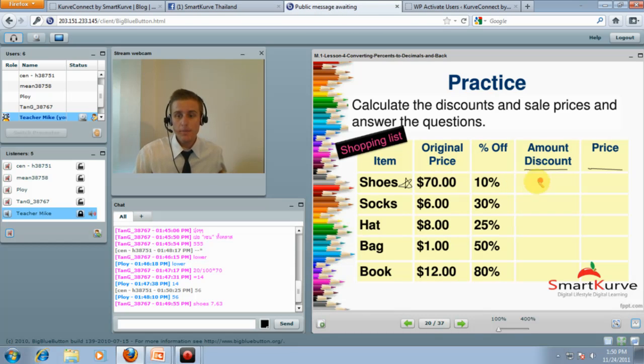Perfect. The amount discount, $70 at 10%, that is 70 times 0.1. The amount discount is $7. The final price is 70 minus 7 for the amount discount, giving a final price of 63.